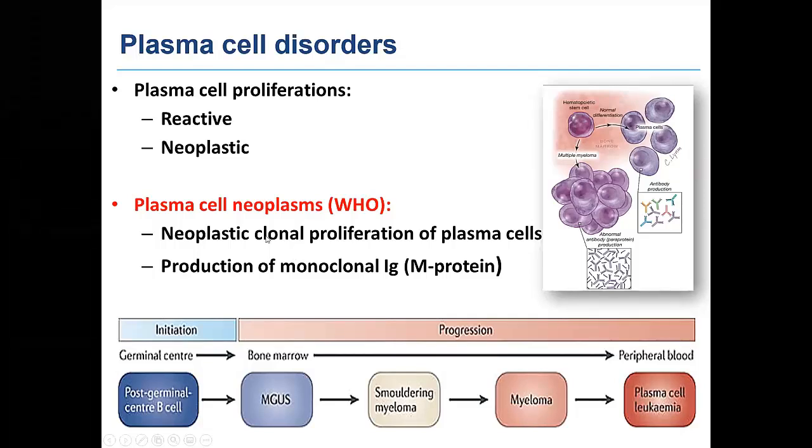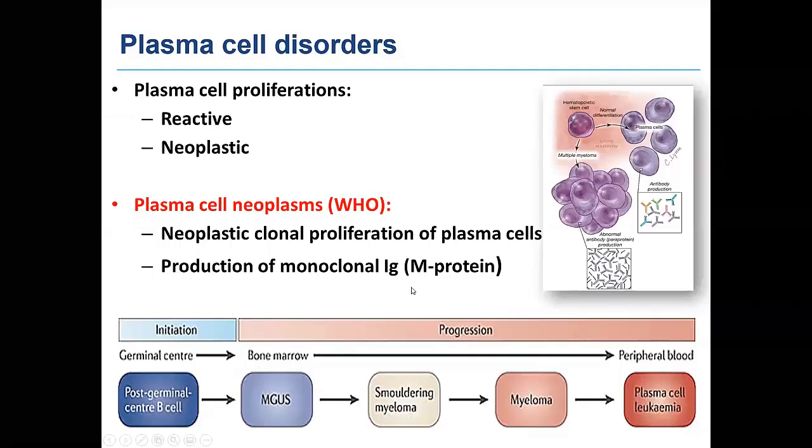Second, these neoplasms are also associated with production of monoclonal immunoglobulin. That is what it means, that all of them will be either kappa or lambda. Now, this is what we label as M protein, or later on we will talk about M spike.